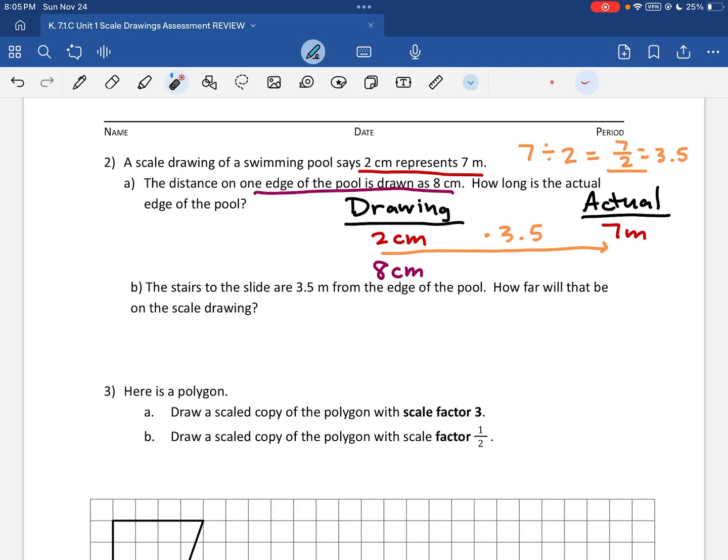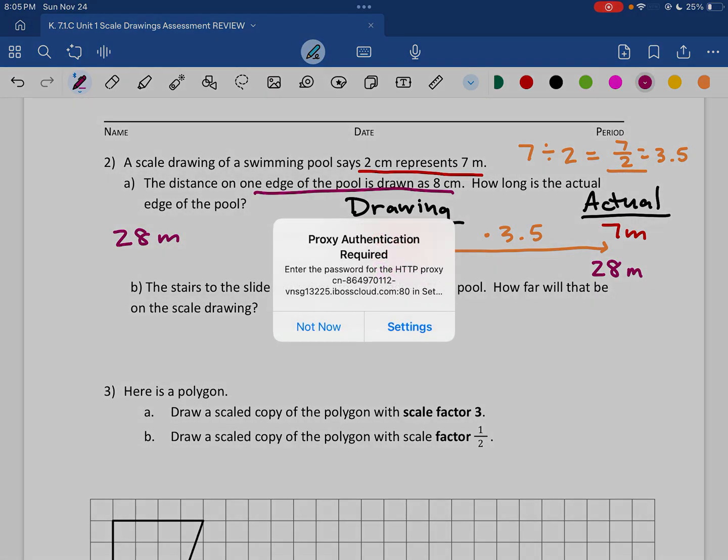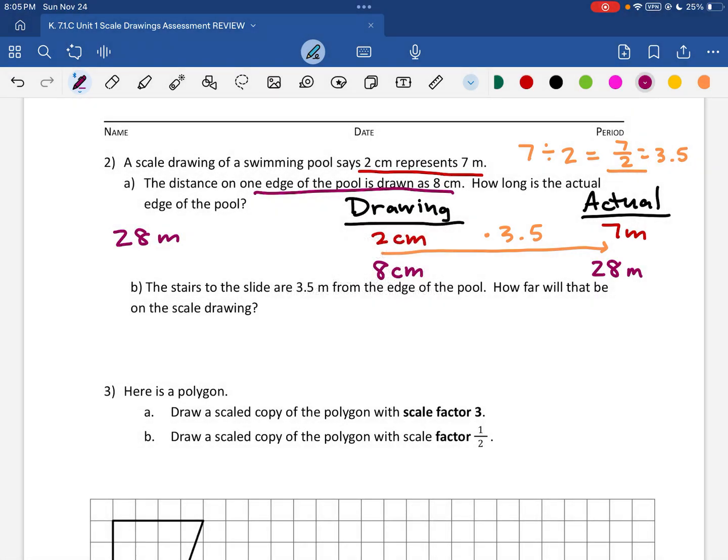8 times 3.5 is equal to 28. So again, I did that just by multiplying by 3.5. Don't forget, in our drawing, we're measuring in centimeters. In the actual, we're changing our unit of measure to meters. So how long is the actual edge of the pool? It's 28 meters long. Part B says the stairs to the slide are 3.5 meters from the edge of the pool. How far will that be on the scale drawing?